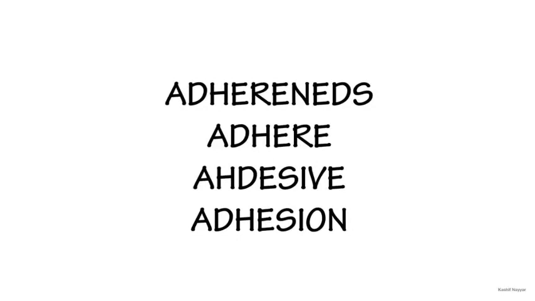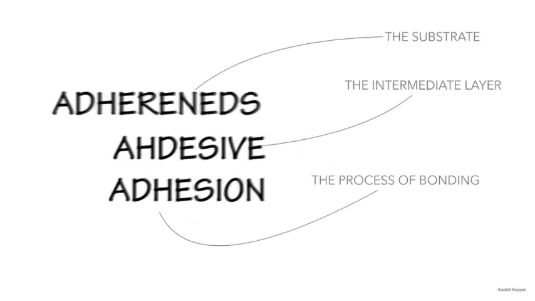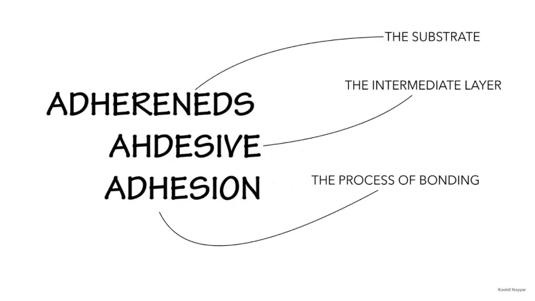Here we are being introduced to four basic terminologies which are important to understand before we move forward. We have the adherent. It means the material, the surface to which we are going to join the other surface. These are the two different adherents. In between them, we have an intermediate layer which is joining the two adherents together, and the whole process of joining is called adhesion.